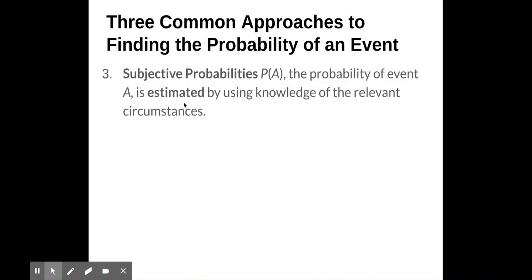And the last way is a subjective probability. Subjective probabilities are simply estimating using knowledge of relevant circumstances. So you could tell me that with almost 100% certainty, right, with almost a probability of 1, I will put out another video by the end of the term. Because if I don't, you guys can't learn anything, right? And you know I'm going to. So the probability that I put out another video in this class before the end of the term is 1, right? We don't have any math to back that up. That is something that is estimated using knowledge of the relevant circumstances, okay?